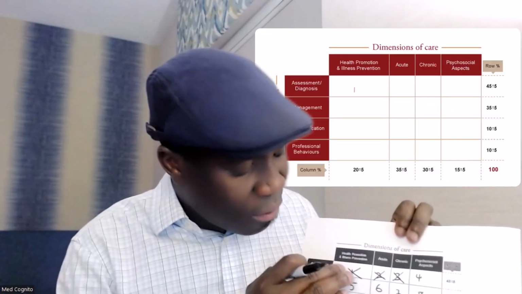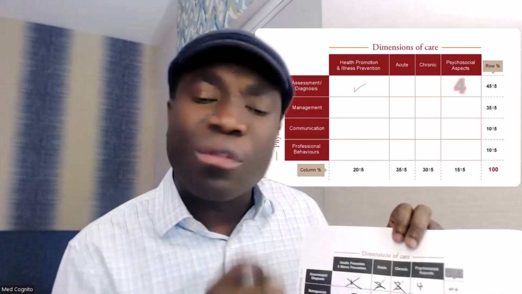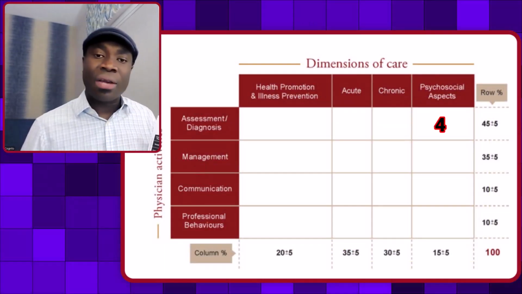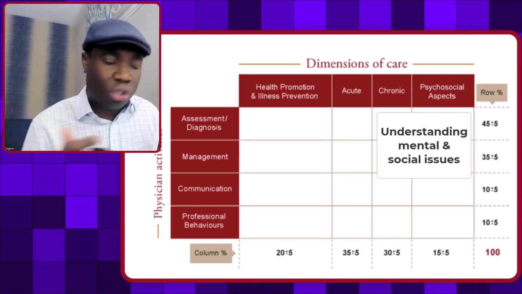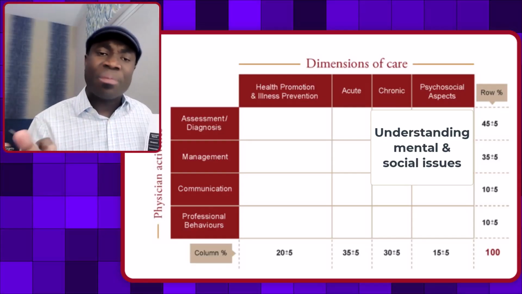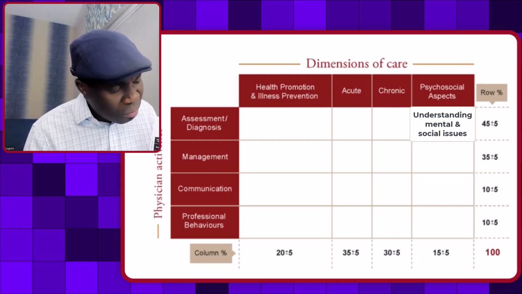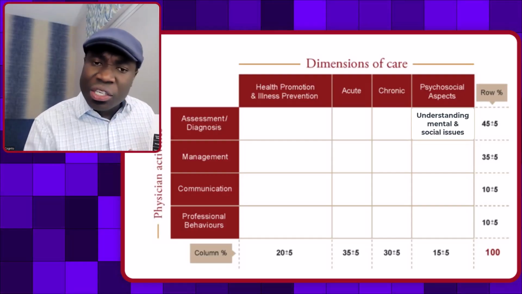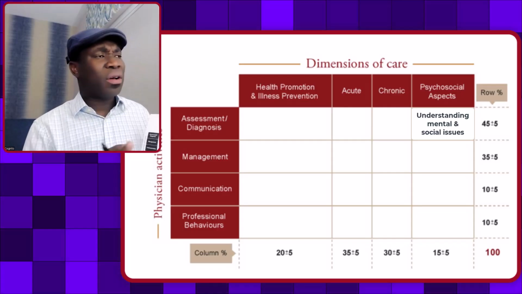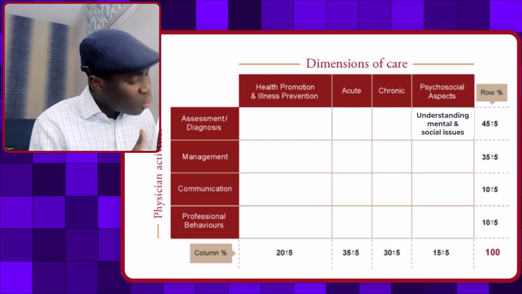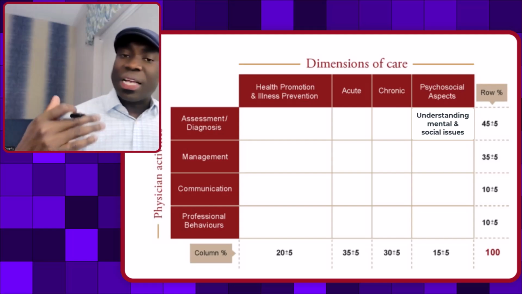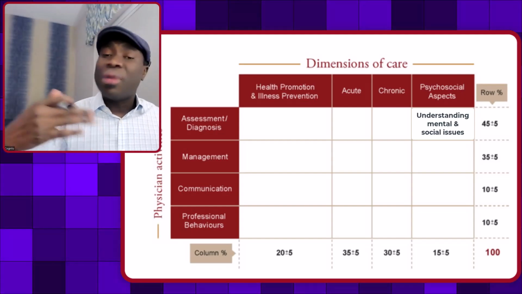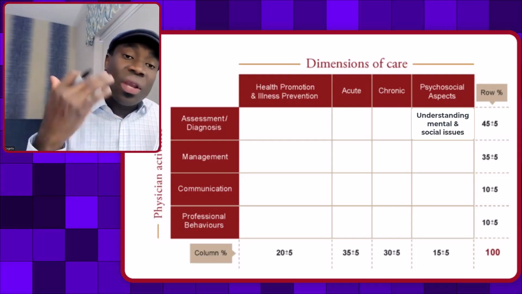So we finished with box 1, box 2, box 3. Now let's go to box 4. Box 4, you realize it's a meeting of psychosocial aspects and assessment and diagnosis. So this one, I call it understanding mental and social issues. So this is also something you need to really master if you are going into the MCC exam. Now, based on the percentage of question distribution, I'm expecting you to meet about 15 to 16 questions. So this is where you're going to deal with topics like depression, anxiety, abuse, substance use, whether it's opioids or stimulants, cognitive decline, which we call dementia, okay?